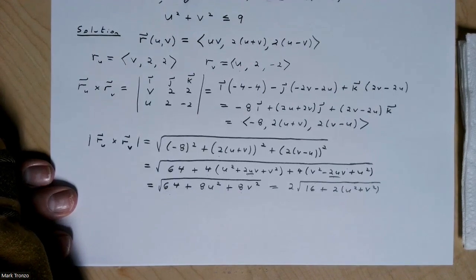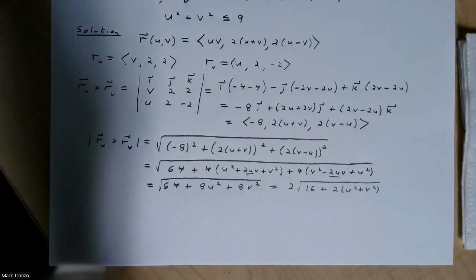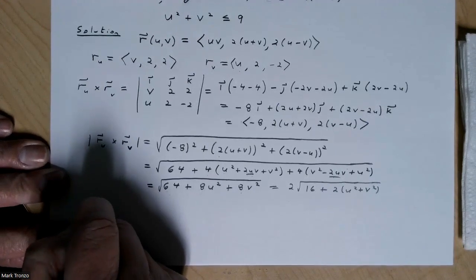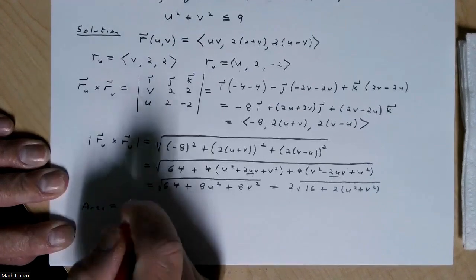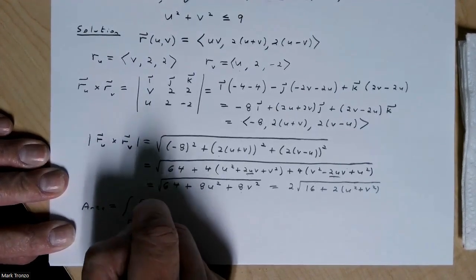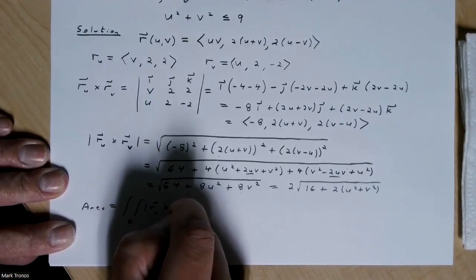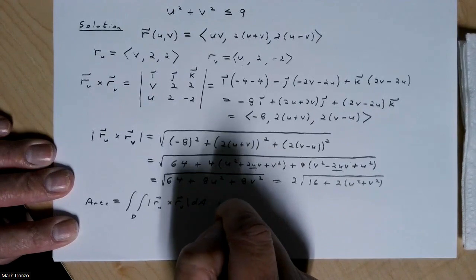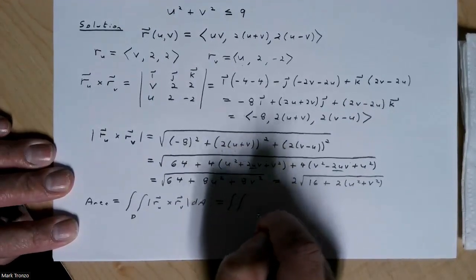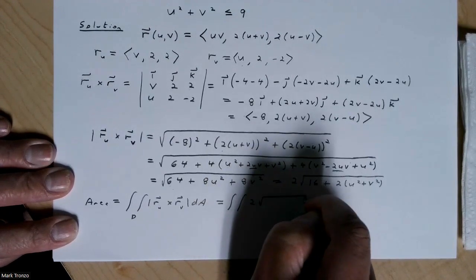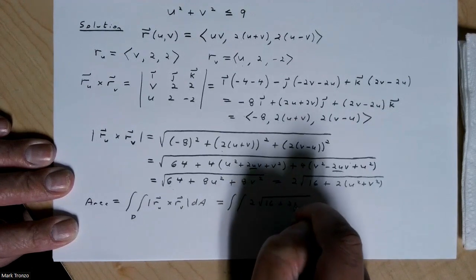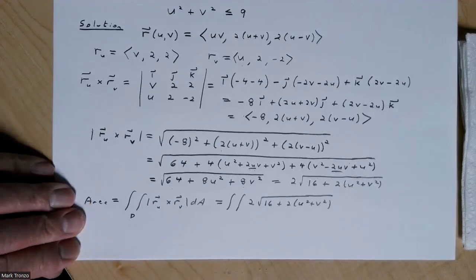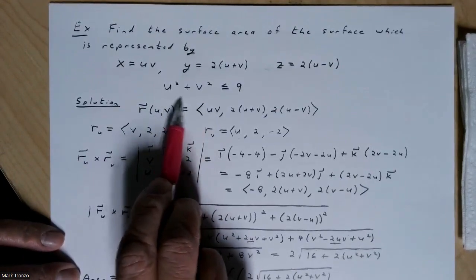So now we're ready to put this into our equation. And let me remind us of our equation for area. Our area is this double integral of the magnitude of ru cross rv dA. And that'll be this value here. That's going to be 2 square root of 16 plus 2u squared plus v squared. And now notice our domain was a circle of radius 3.